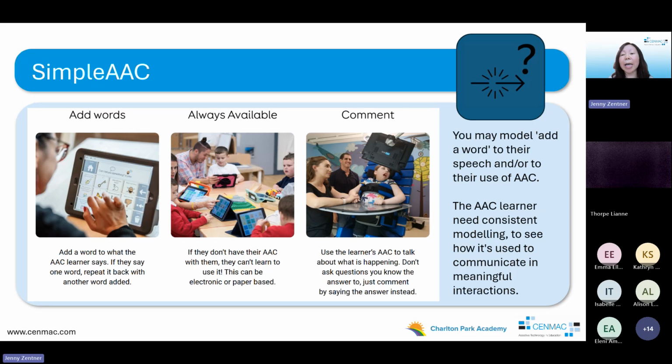A is for add a word. Add a word to what the AAC learner says. They may be saying this verbally or on the AAC. Another A is always available. If the device is not always available, modelling can't take place, and nor can the AAC user use it. C is for commenting. Use the device to talk about what's happening. Instead of asking questions you know the answers to, comment by talking about the answer instead.